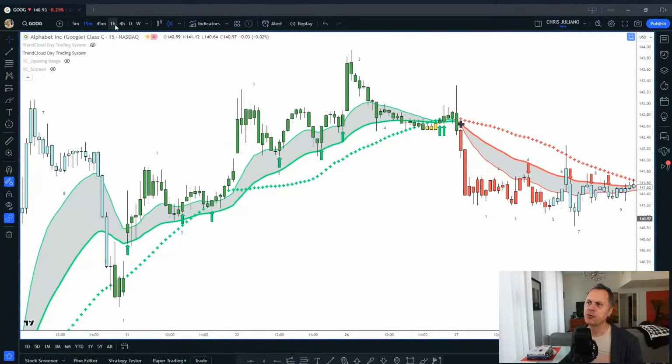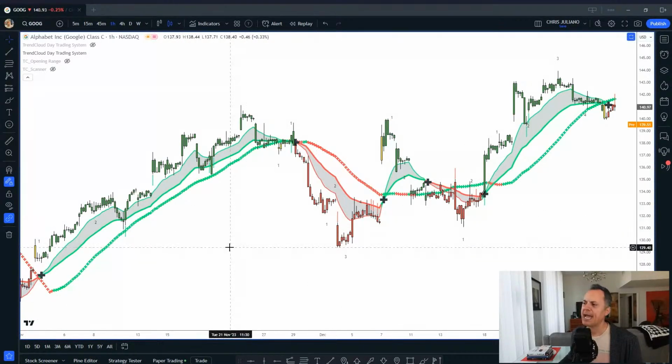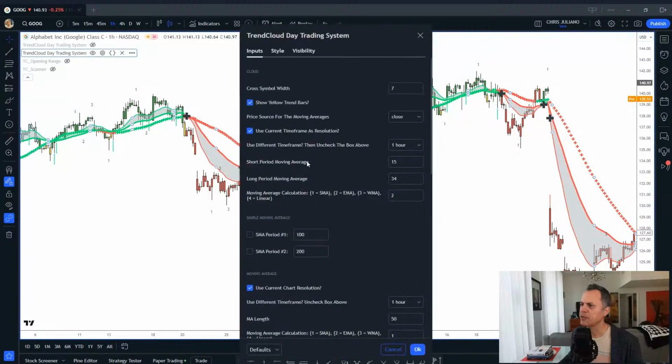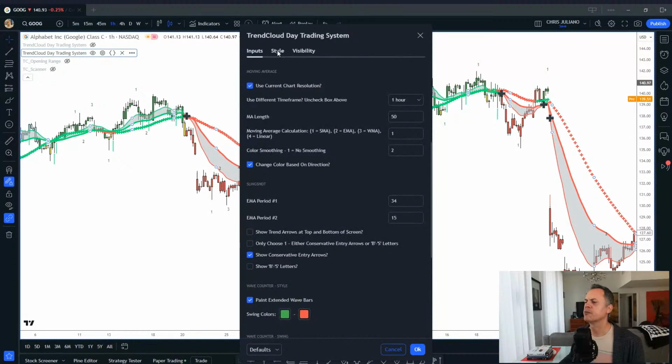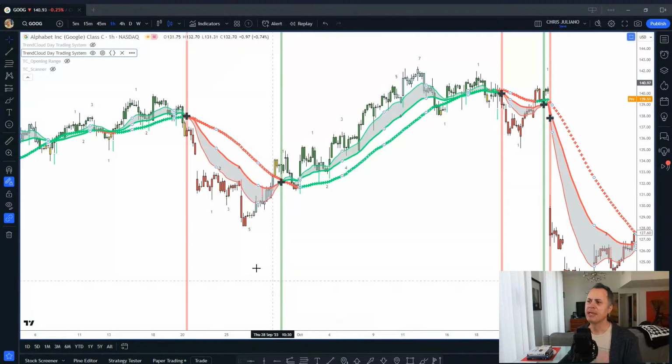Here, we're on Google now. What you do is you put TrendCloud on your 1 hour chart, and you accumulate at the crossover points. You can even, if you double click onto this and go over to style, it will highlight those crossover points for you.